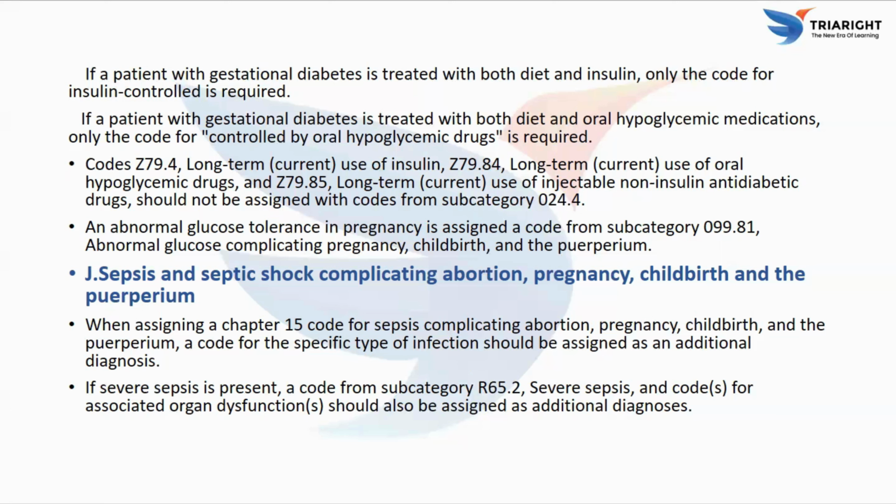So for gestational diabetes, you should never use the Z79 codes and you have to use only one code depending upon how it is controlled. Insulin or medication always overrides the diet. For sepsis, pregnancy always gets an O code first. You should always code the infection organism if it is known. Severe sepsis needs extra codes.